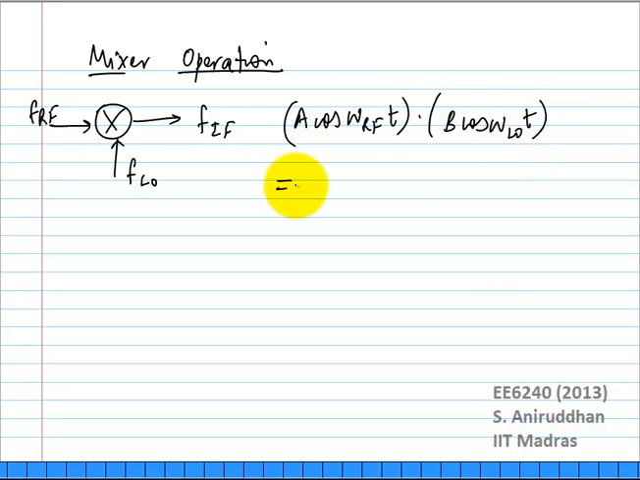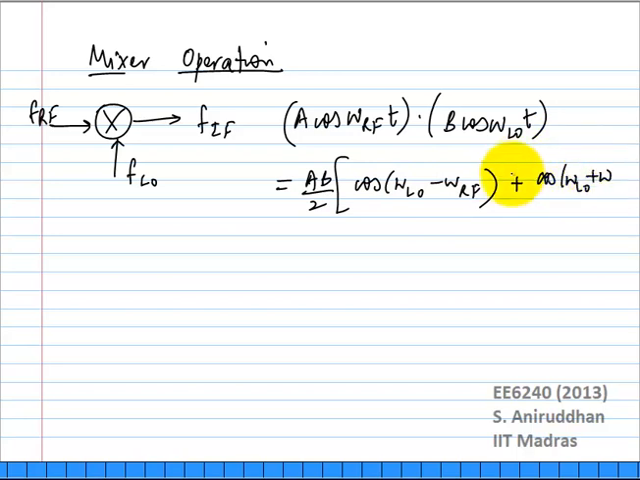What does this give you? You can resolve the multiplication of the cosines into a sum of two cosines. Okay, this will give you AB by 2 times cos of (omega LO minus omega RF) times t plus cos of (omega LO plus omega RF) times t.